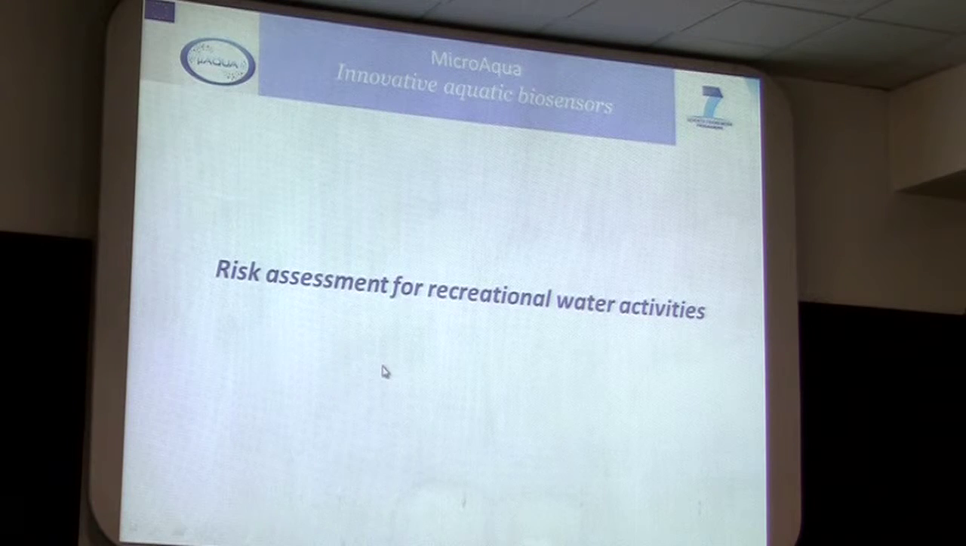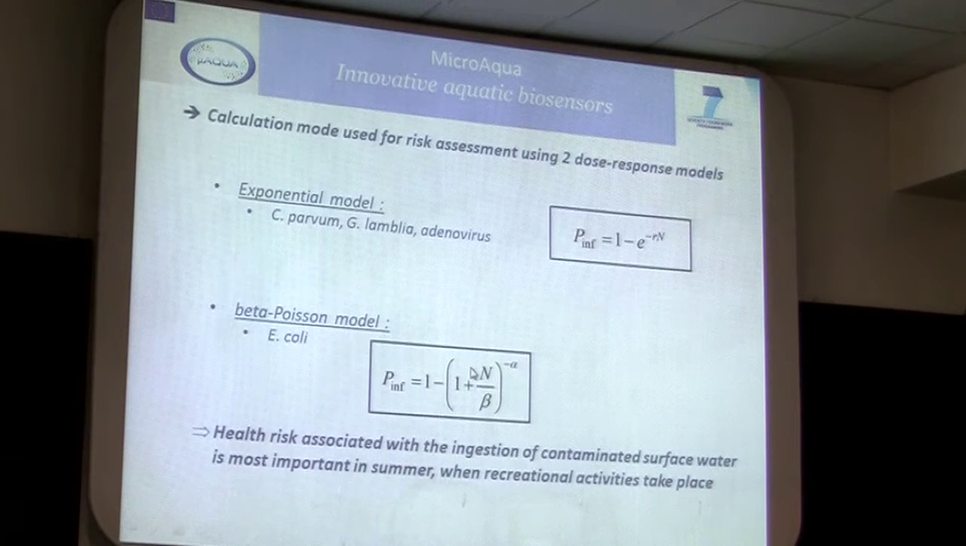The health risk assessment was also evaluated for recreational water activities. We used two dose response models to calculate the health risk assessment. These models allow us to relate the probability of becoming infected to the mean dose ingested. The first is named the exponential model. Parasites and viruses tend to follow this model, so we used it for Cryptosporidium parvum, Giardia lamblia, and adenovirus.